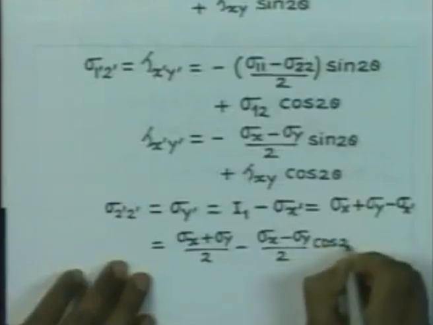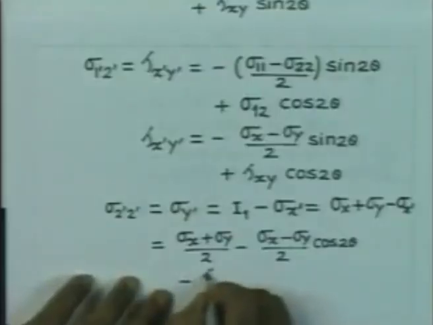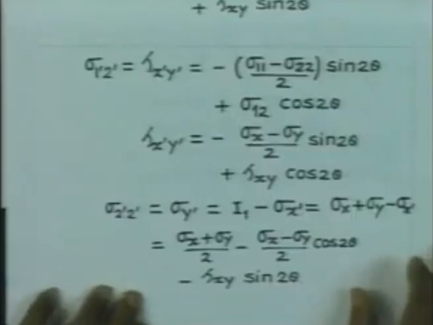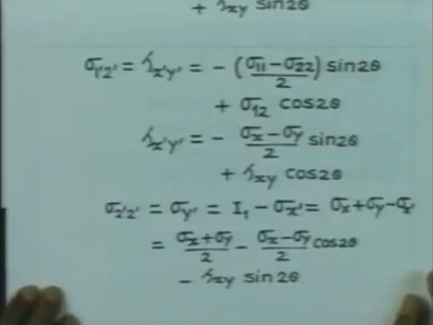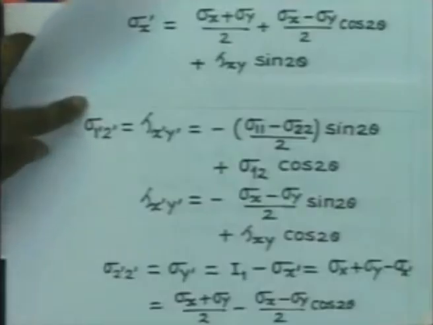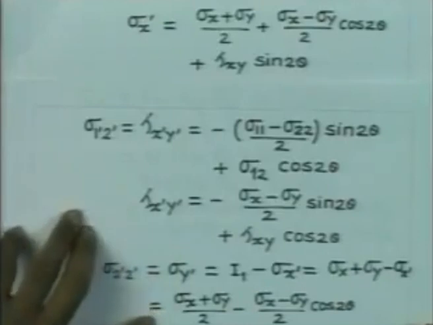cosine 2 theta minus tau x y sin 2 theta. So, therefore, that is the sigma y stress. So, finally, your new stresses are given: sigma x dash like this, sigma y dash is given here, and the shear stress is given.